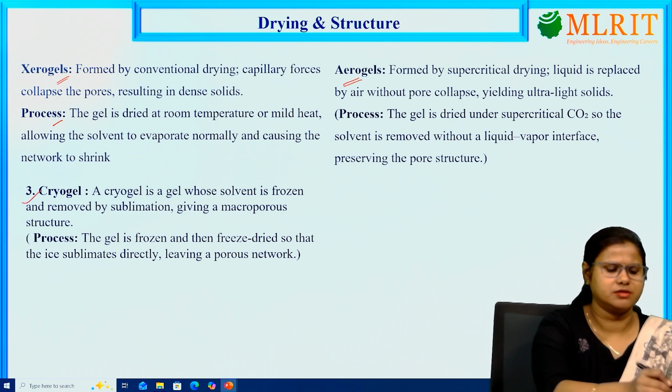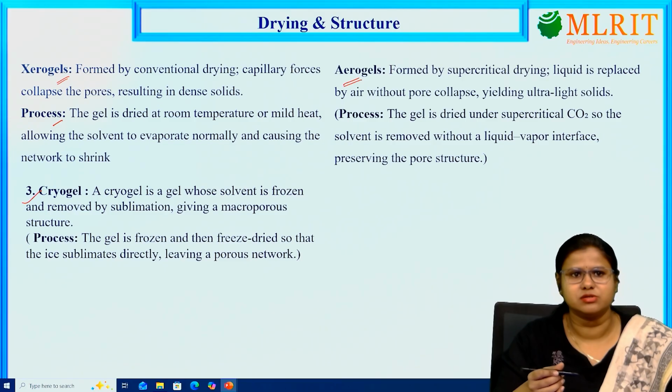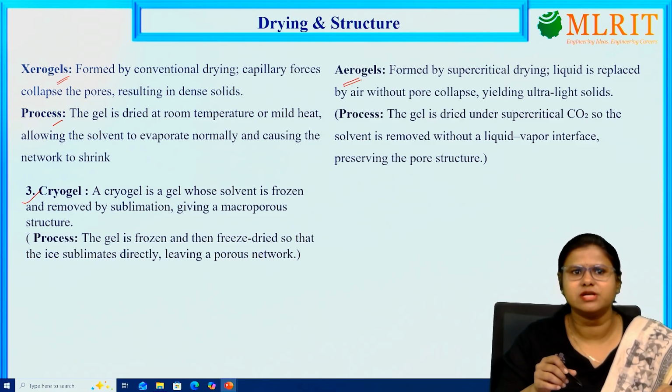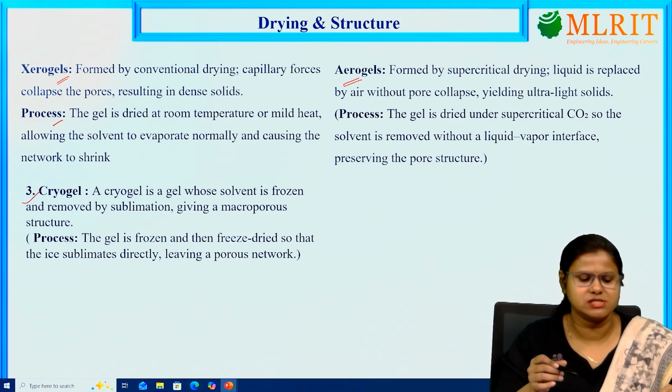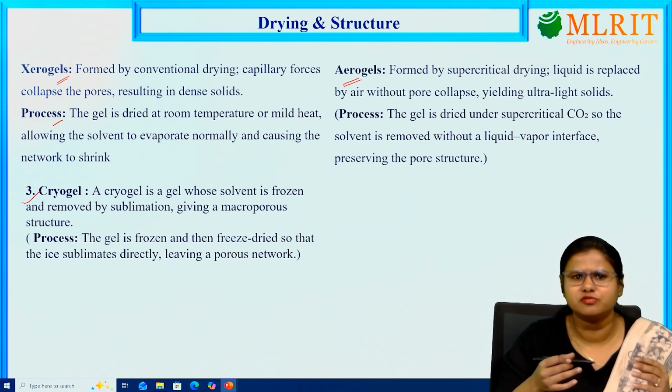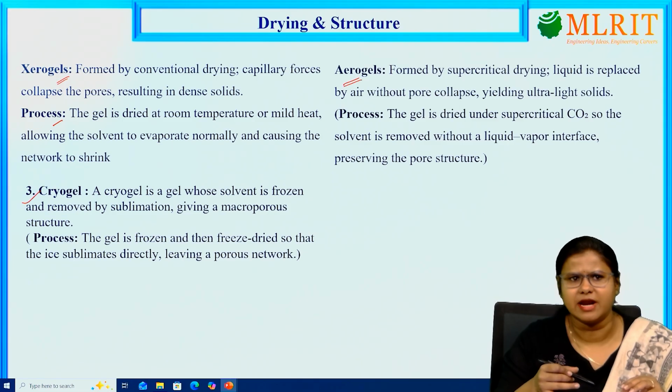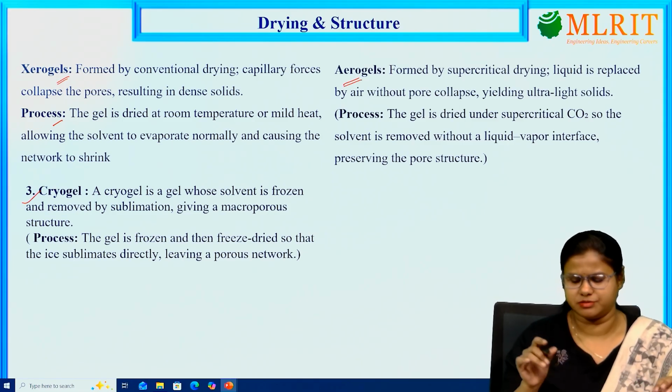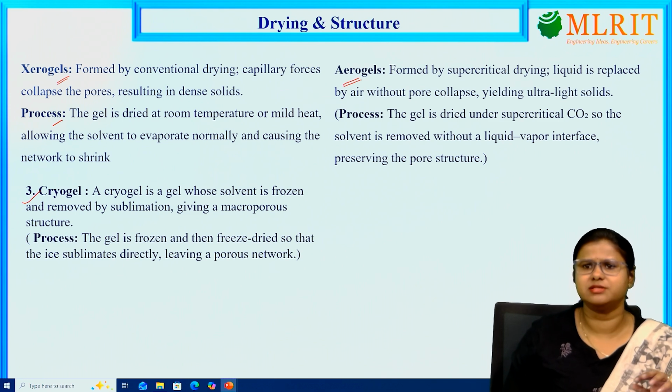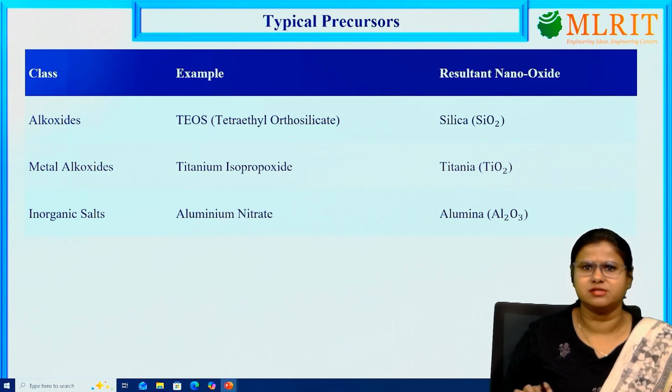Then the third drying process is the one where we are getting the cryogel. A cryogel is a gel whose solvent is frozen and removed by sublimation, giving a macroporous structure. In this process the gel is frozen and then freeze dried, so the ice sublimates directly, leaving a porous network. So these are the three methods of making this gel.